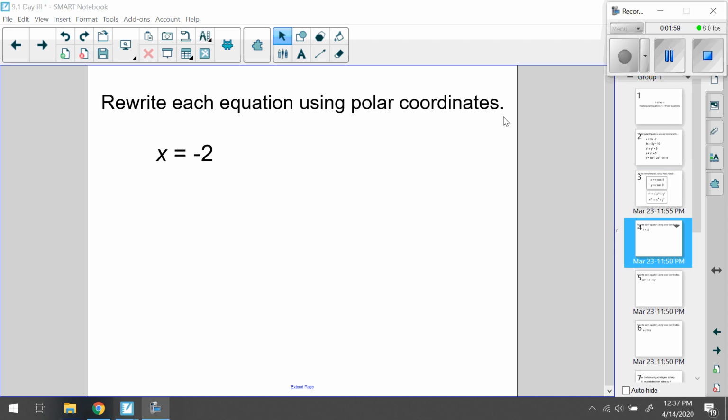So let's go ahead and start with a few examples changing rectangular to polar equation. And we're going to start with an easy one. This one, x equals -2. Normally, we would know this as a vertical line at x equals -2.